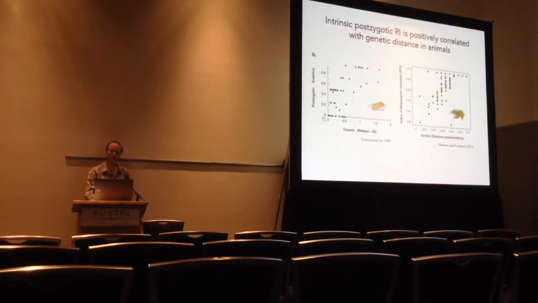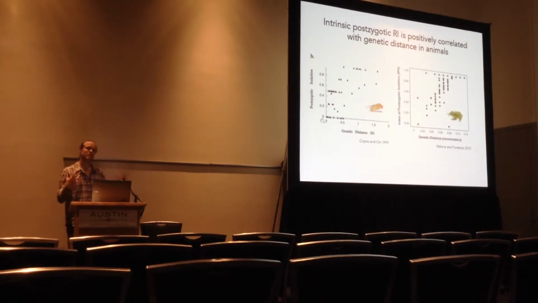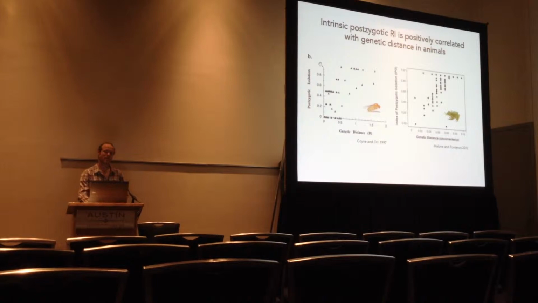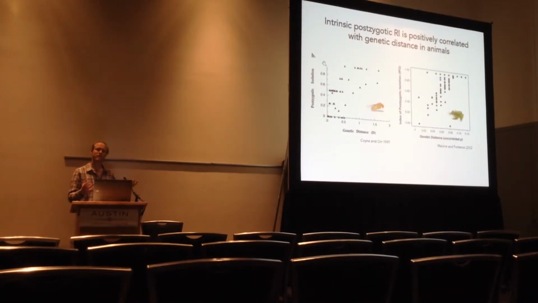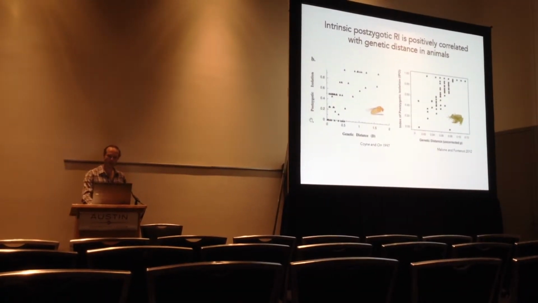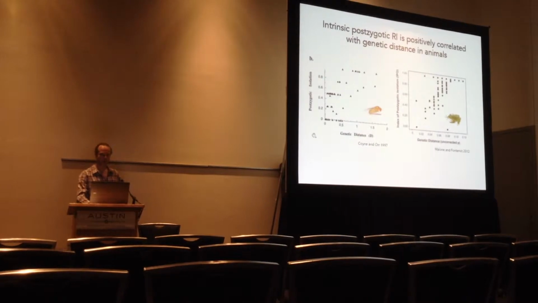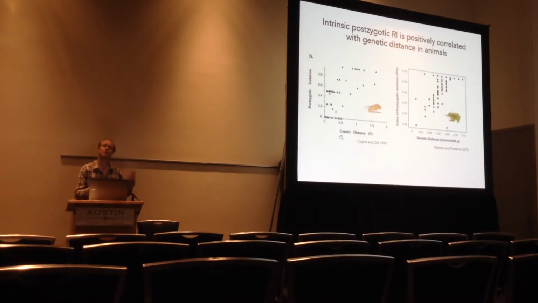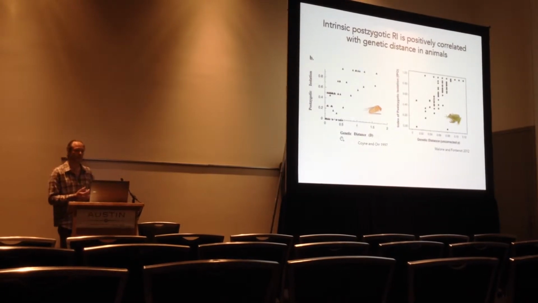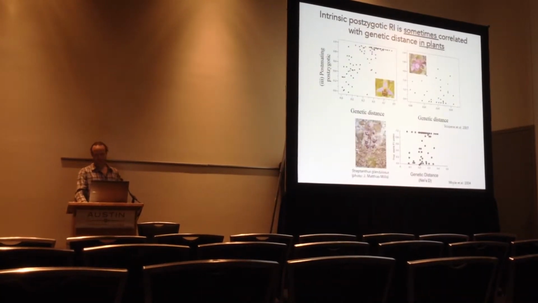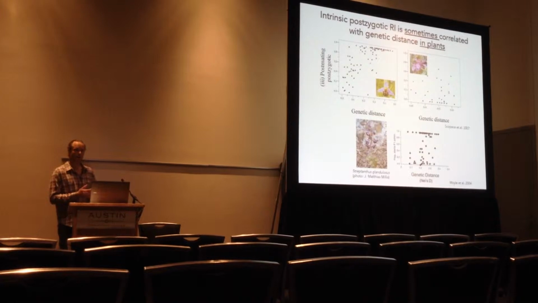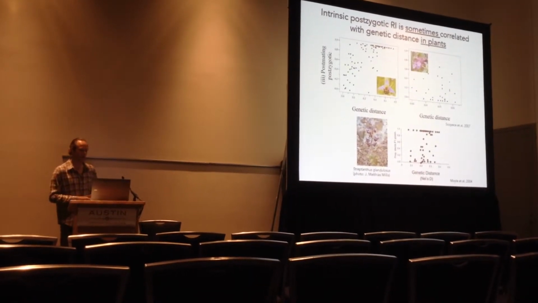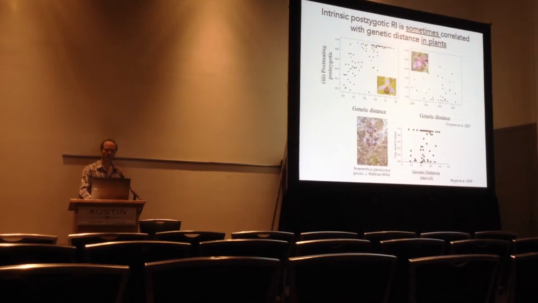A value of 0 would be no reproductive isolation; these taxa are fully interfertile. And a value of 1 means they are totally reproductively isolated. A common finding in almost all of the animal literature is a positive correlation between genetic distance and post-zygotic intrinsic reproductive isolation. There have been fewer studies in plants, but as we just saw, they're becoming more and more common, and findings are a little mixed.